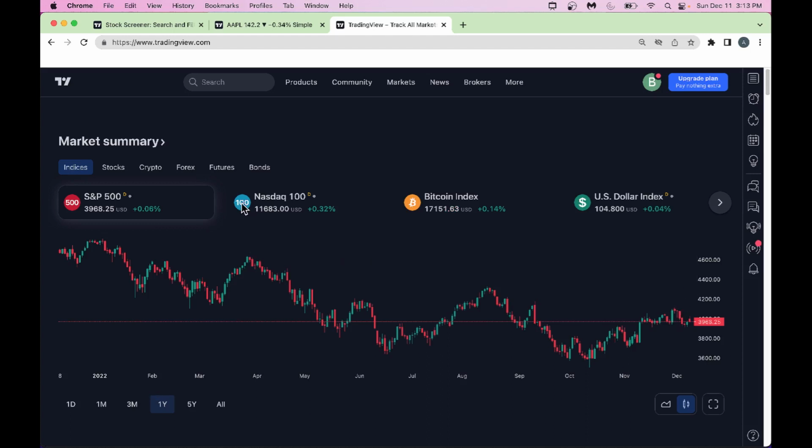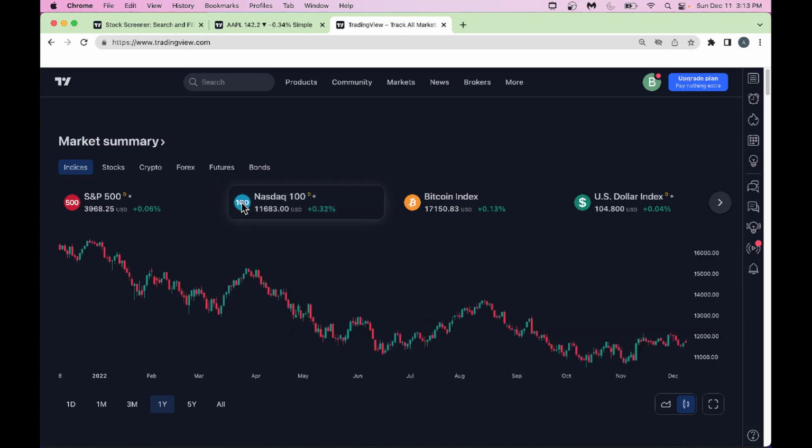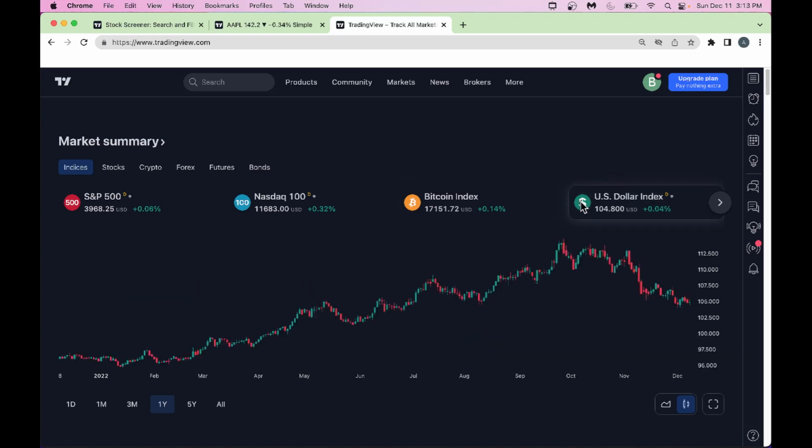You could also do the same thing. You can just click on this 100. It will bring up NASDAQ 100 and show you the chart here. NASDAQ 100 is also pretty much downtrending, and it's trying to have some small up move since November, as you can see here. You could do the same thing with Bitcoin and the US dollar and so on and so forth.